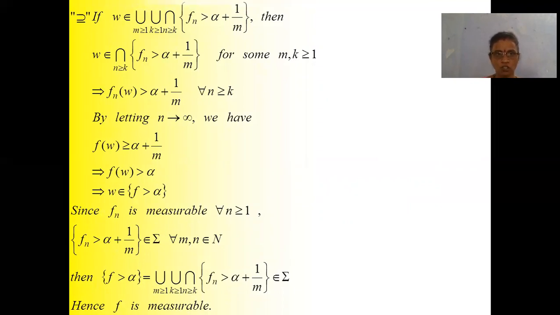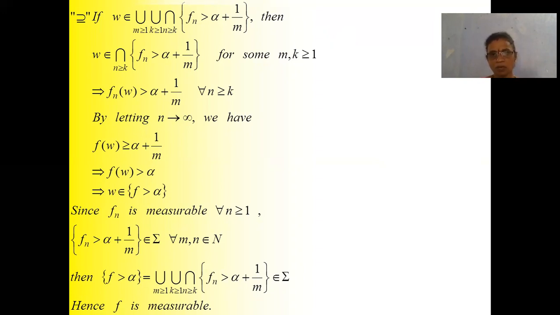Superset: let w belong to union over m greater than or equal to 1, union over k greater than or equal to 1, intersection over n greater than or equal to k of the set f_n greater than alpha plus 1 by m. Then w belongs to intersection over n greater than or equal to k of the set f_n greater than alpha plus 1 by m for some m comma k greater than or equal to 1, which implies f_n of w is greater than alpha plus 1 by m for all n greater than or equal to k. Now take n tends to infinity, we have f of w greater than or equal to alpha plus 1 by m, which implies f of w greater than alpha. Now, which implies w belongs to f greater than alpha.